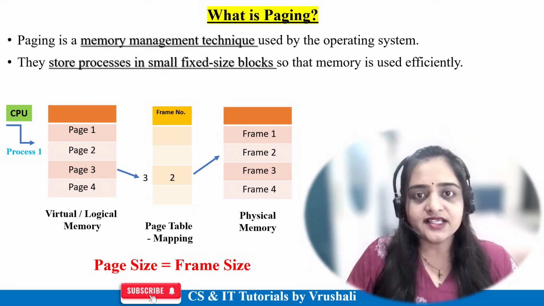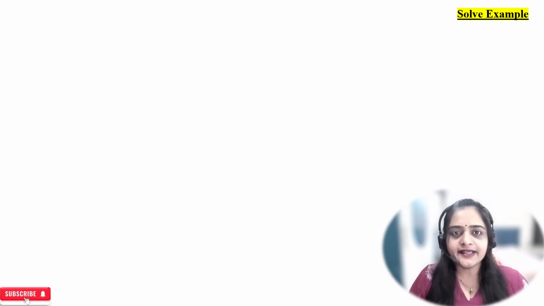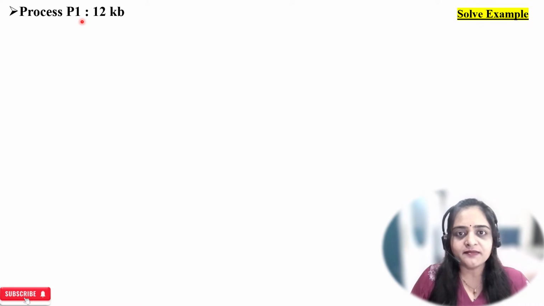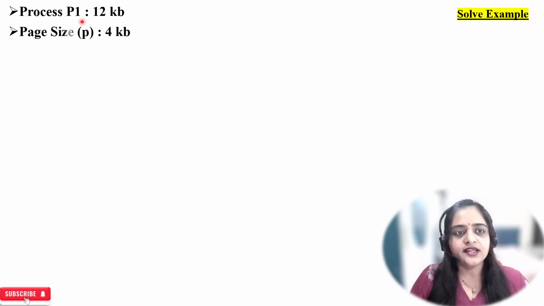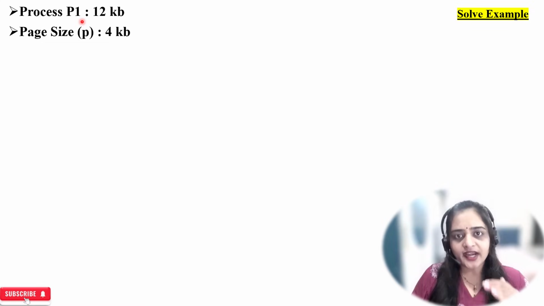Now let's understand this concept in detail with an example. See here in this particular example, process P1 requires 12 KB of memory for execution. Next, the page size is given, that is P equal to 4 KB. It means that, as we discussed earlier, logical memory is divided into fixed size partitions, and every partition stores the data in the form of pages. So the size of every page is 4 KB.